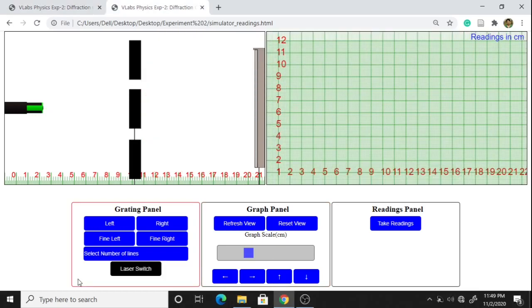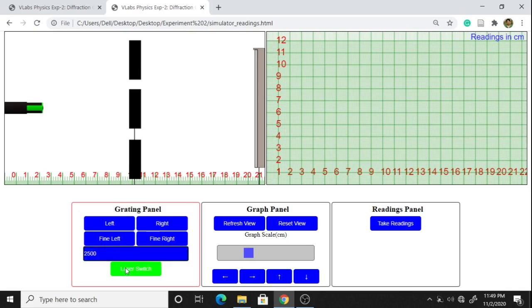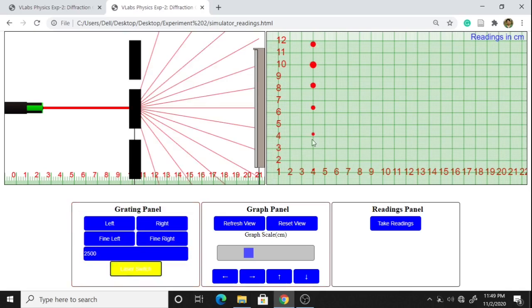The number of rulings on the grating surface can be selected from this select number of lines list. So let us say we selected 2500 rulings and we switch on the laser source. Then we have this diffraction pattern visible on the screen: central spot, this is first order, this is second order, and this is third order diffraction spot.